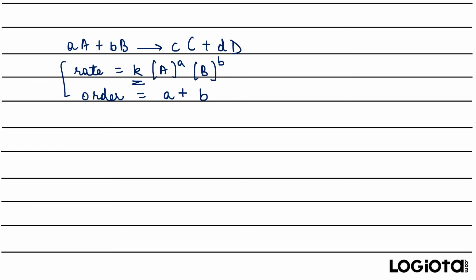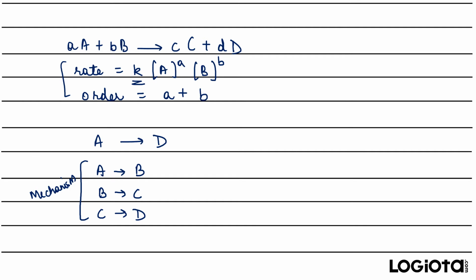Now, if there is a reaction in which A is changing into D, and this reaction has a mechanism in which A is first changing into B, then B is changing into C, and C is changing into D. So this is the mechanism, you can say, for this reaction.